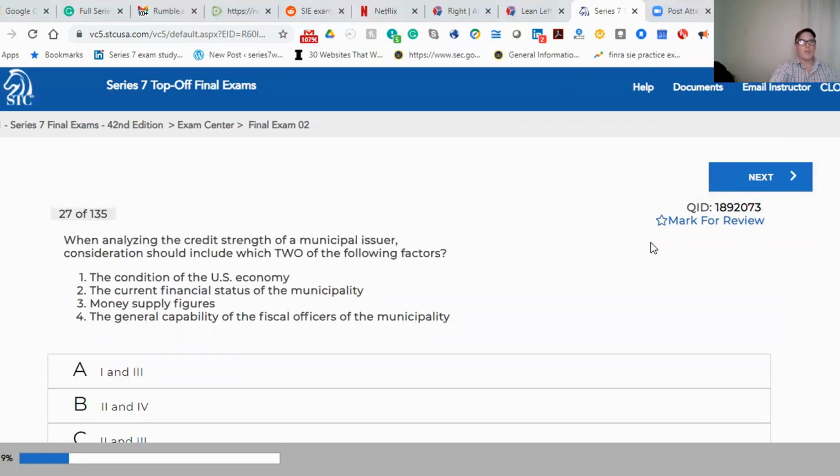Good. When analyzing the credit strength of a muni issuer, what do I care about? Do I care about the economy? Not really. The current financial status of the municipality? Yes, I do care about that. So that's two. The money supply figures, that's not the town's money supply, it's the country's money supply. Don't really care. The general capability of the fiscal officers of the municipality? Yeah, because they make sure they're not overspending. I'm totally kidding. It's going to be 2 and 4.